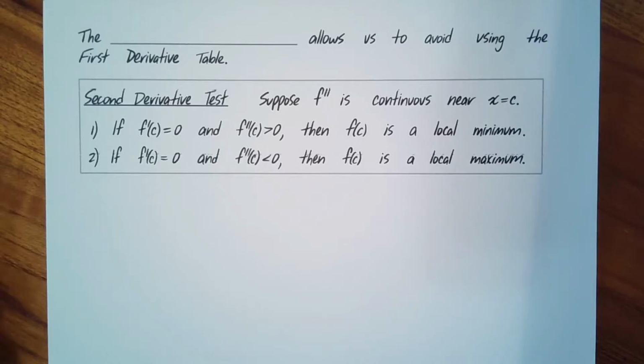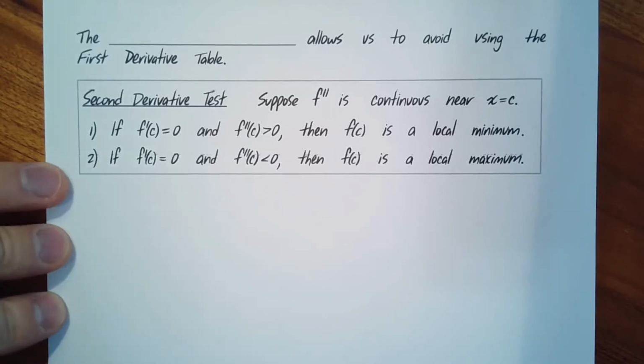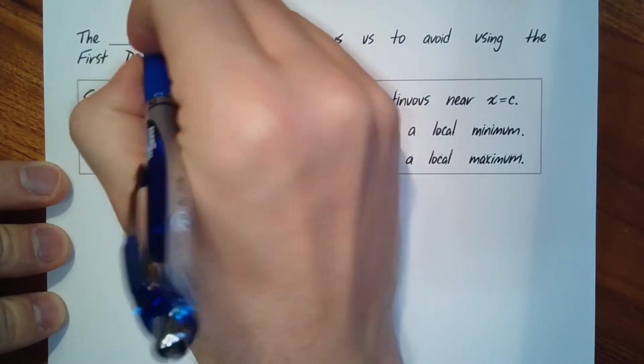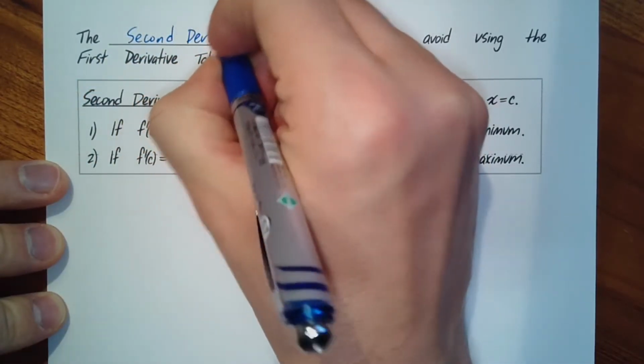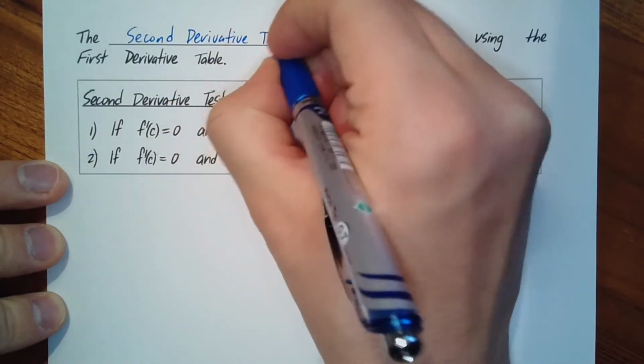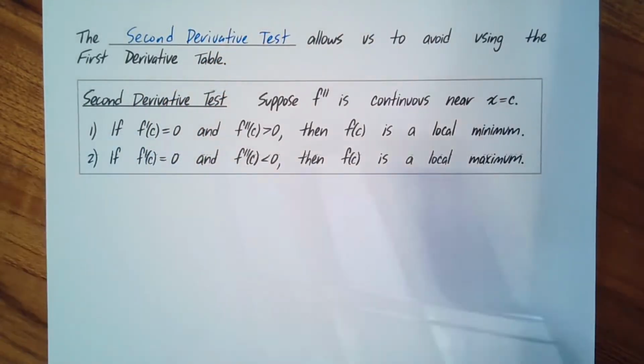So next we're going to discuss what's called the second derivative test. And we'll start by identifying when we would want to use the second derivative test. And that's what this first sentence will tell us. So the second derivative test allows us to avoid using the first derivative table. So what do I mean by avoiding using the first derivative table?